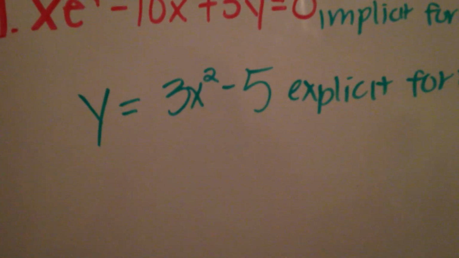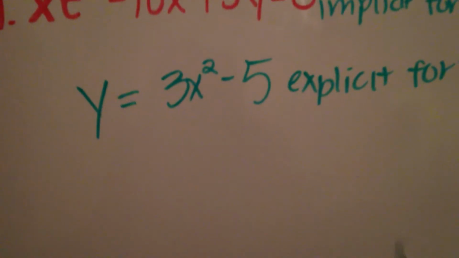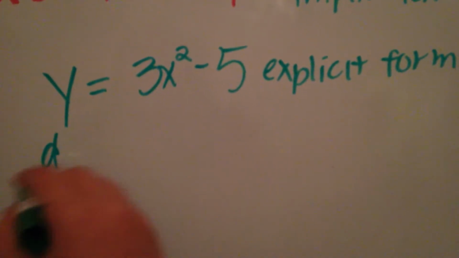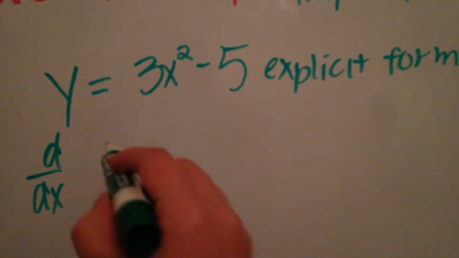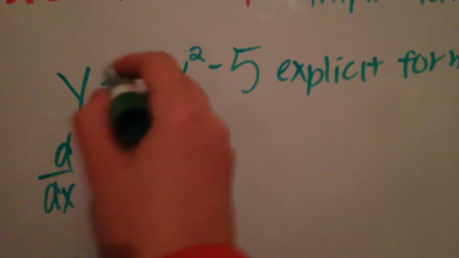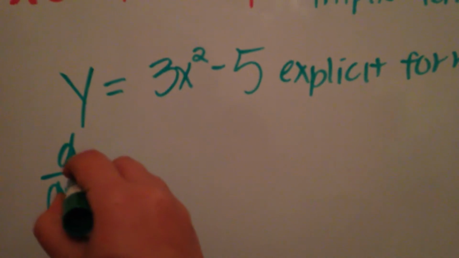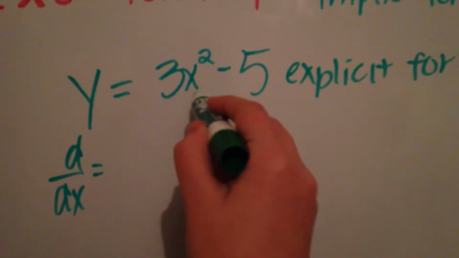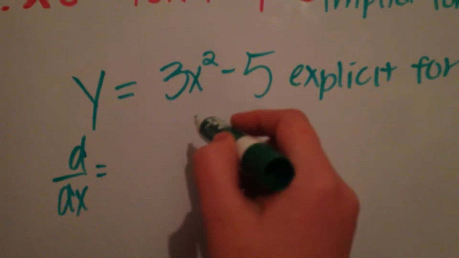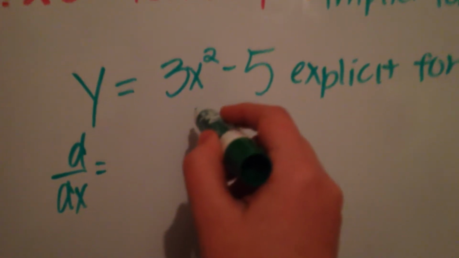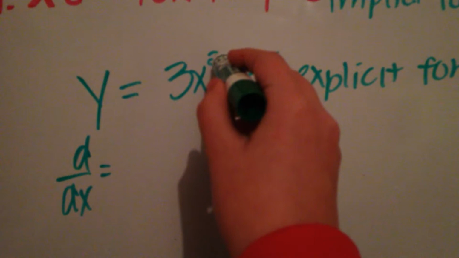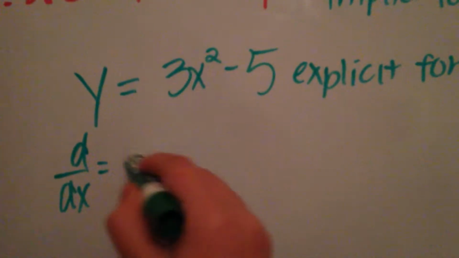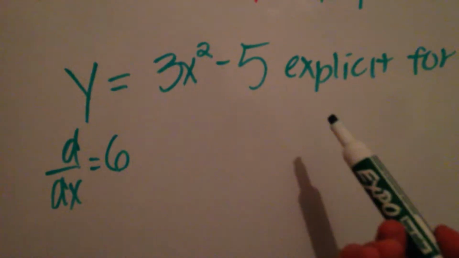And if you don't know how to take the derivative, I'm going to teach you right now. So you're going to write d over dx, which is stating that you're taking the derivative of this equation. So it equals, okay, so the first term in this equation is 3x to the second. Now when you're taking the derivative of a term, you want to look at the exponent and you want to multiply it by the coefficient. So 2 times 3 is 6.